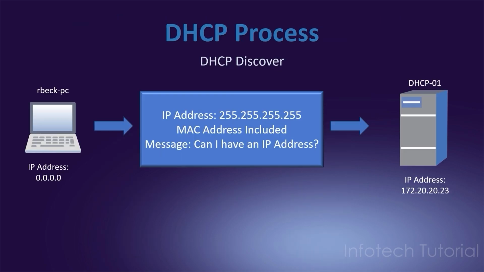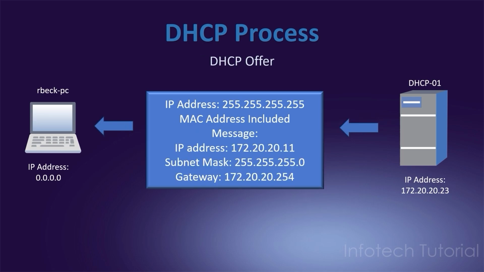Routers are designed to always discard broadcast messages like DHCP discover messages. For DHCP01, this is the process of obtaining an IP address. First, we have the DHCP discover. This is a broadcast message that gets sent out to all devices on the network. The IP address used here is 255.255.255.255, and the message is going to read, hi, can I have an IP address? And what is important here is that this message will include the MAC address of RBAC-PC. A MAC address is a physical hardware identifier that all network devices have. And DHCP01, because it's a DHCP server, will respond with, yes, I am a DHCP server, and I do have an available IP address for you.